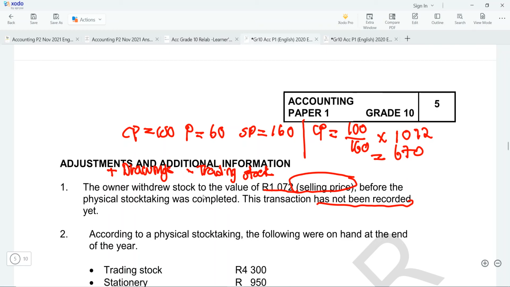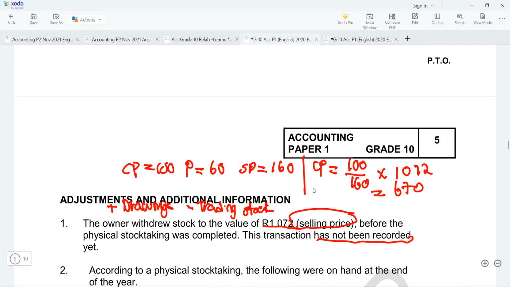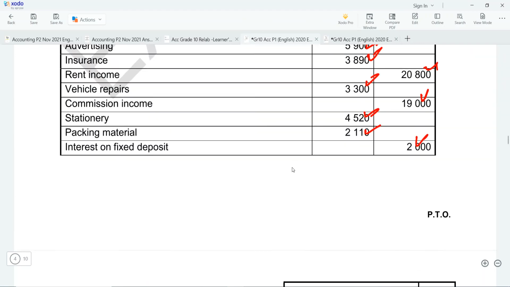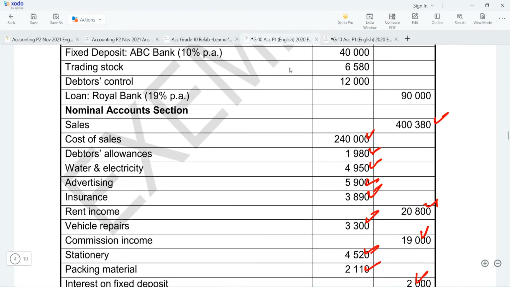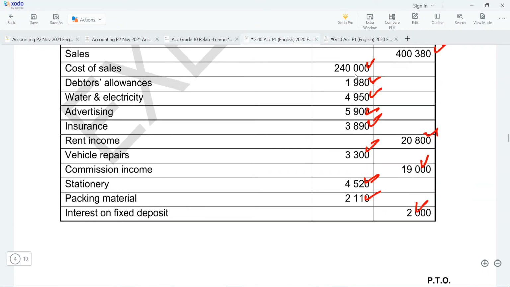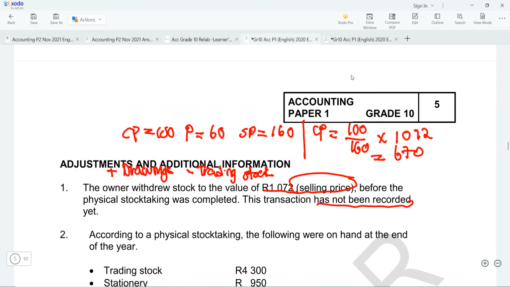have accurate figures. And then once I've updated that trading stock that is in the records, which is shown in the trial balance, I'll then be able to check whether there's a deficit or shortage. So we're going to do that now. So let's check our trading stock at 6,580. This is the trading stock that is in the records, right? That's going to be 6,580. Now we need to subtract the 670.